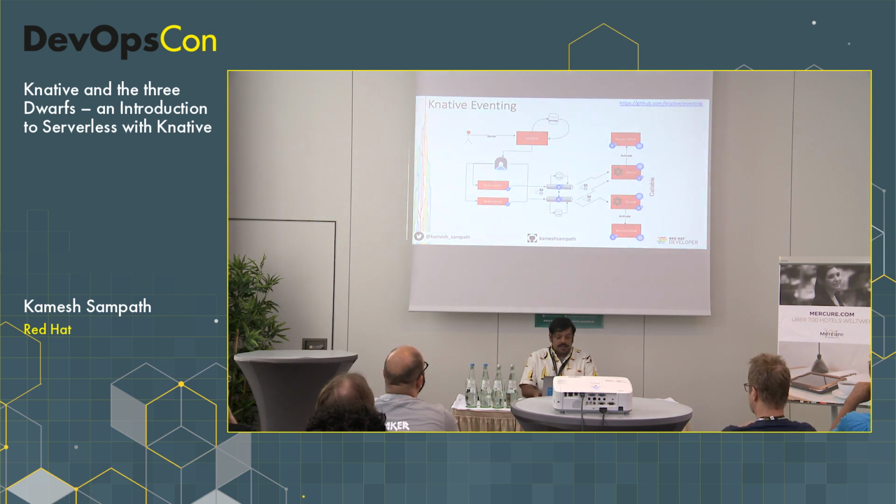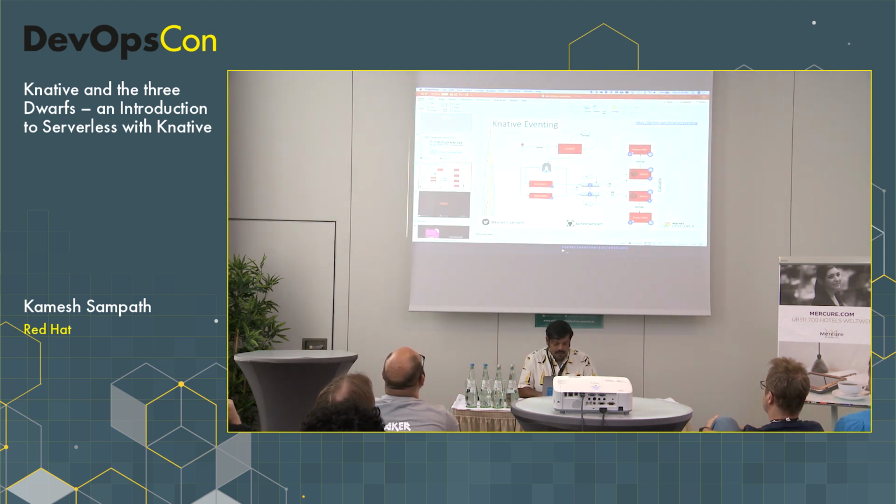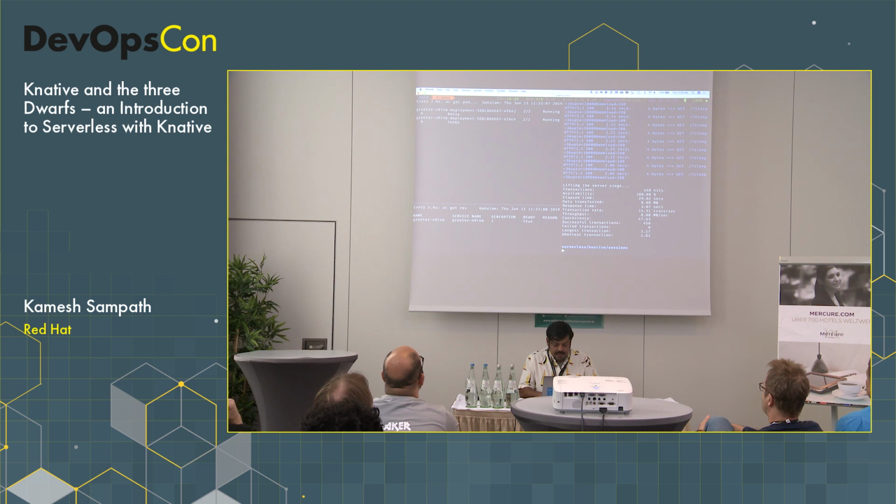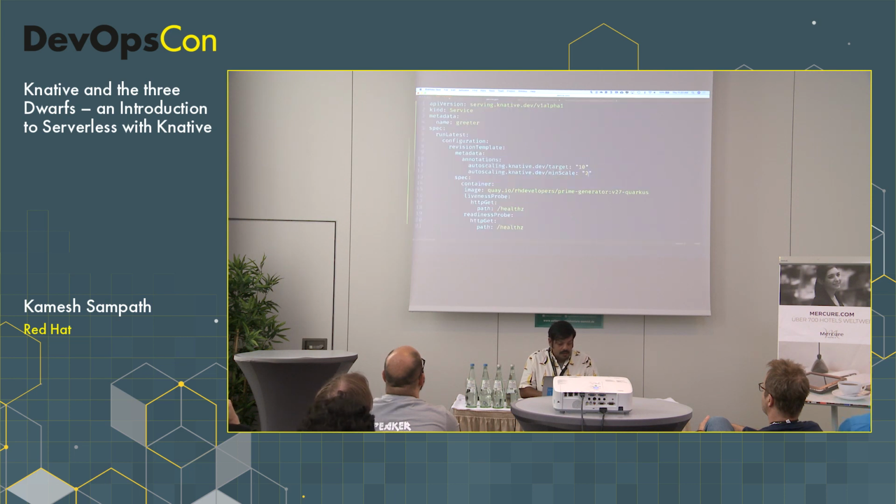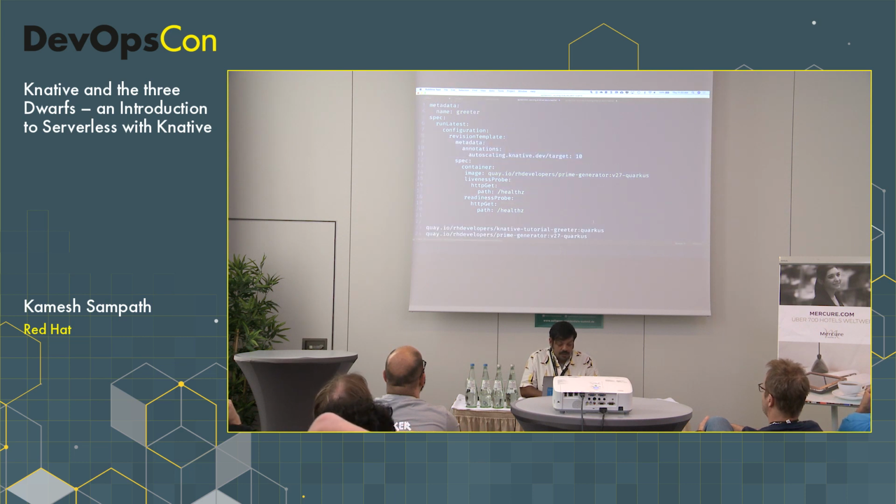So, another quick demo on eventing. Let me just do a cleanup: oc delete -f with the YAML. What I'm going to do right now is deploy a new service. I'll just call it event greeter. I'm not going to have all these annotations here, so I'll remove them, and I'm just going to go back to my old image, because that's the one which handles the event sources.